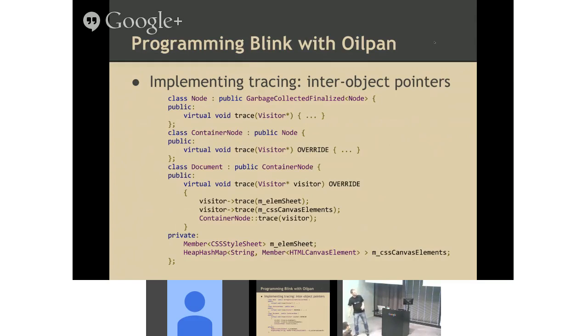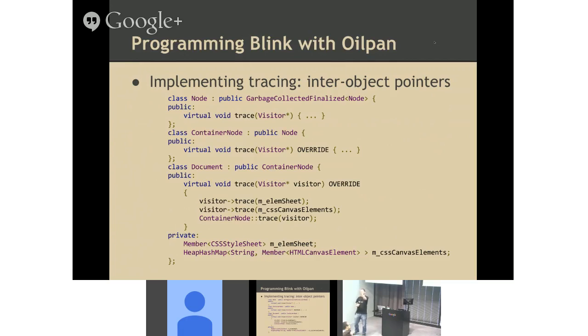This is probably a little bit too small for you to actually see, but what's here is a document. Document is a container node, and container node is a node. If we move the entire node hierarchy to the Oilpan heap by making it inherit from garbage collected finalized, then this is in the Oilpan heap. We need to trace all the members. We need to tell the garbage collector about all pointers to other objects allocated in the Oilpan heap. So we move node to the heap. That means that we have to add a virtual trace method to node, and that should trace all of the members in node.